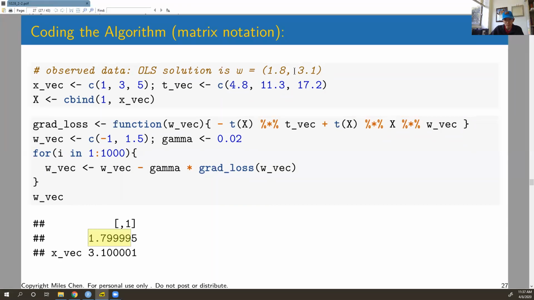1.799995, which is very close to the true value of 1.8. And the slope is 3.100001, which is very close to the true value of 3.1. So after 1,000 iterations, we get something very close to the true values using gradient descent.